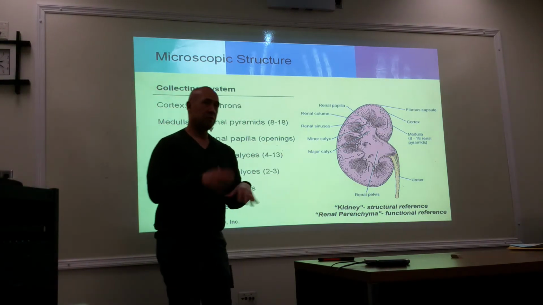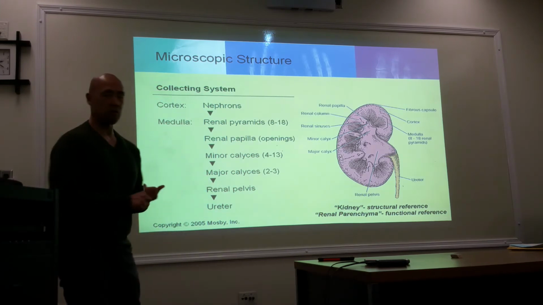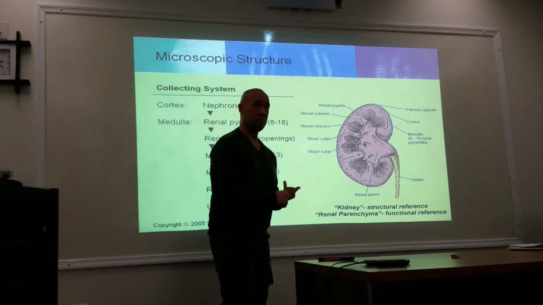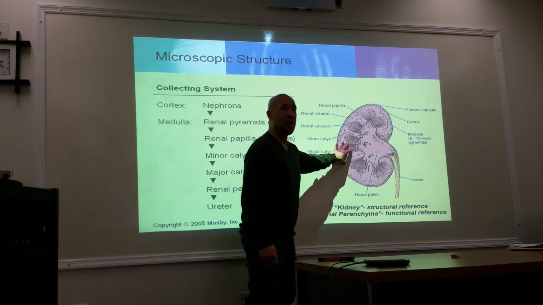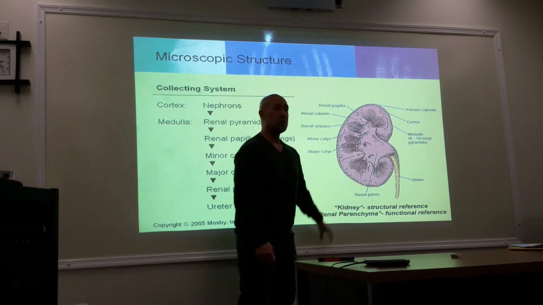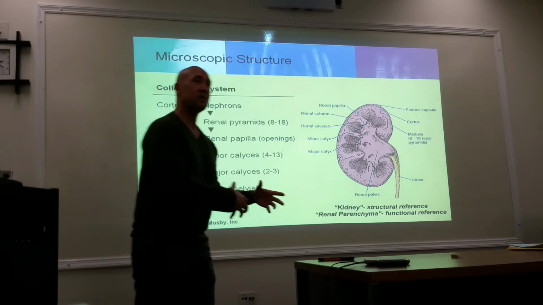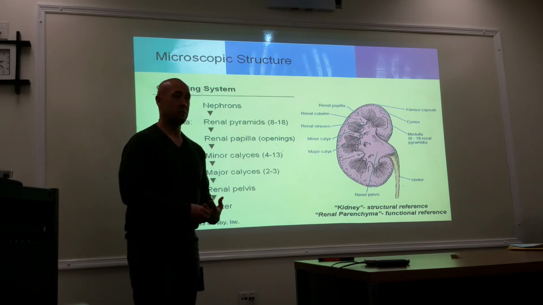Be familiar with the terms that we use, kidney versus renal parenchyma. Kidney refers to the structure, so it's a structural reference, whereas the renal parenchyma is the functional reference. Oftentimes you will hear doctors referring to the kidneys as the parenchyma or the renal parenchyma.